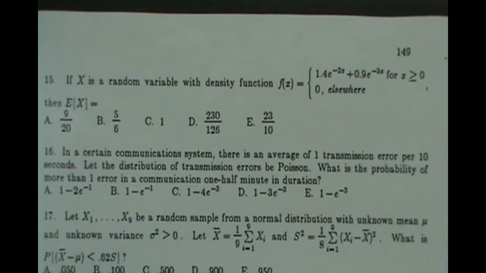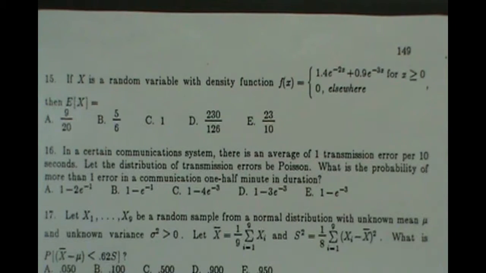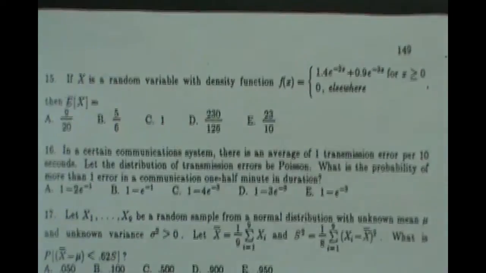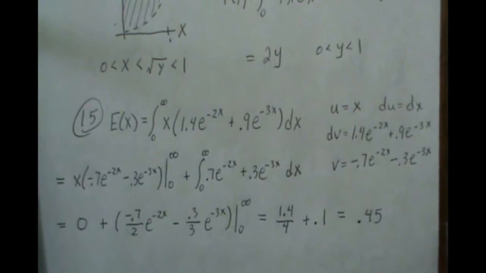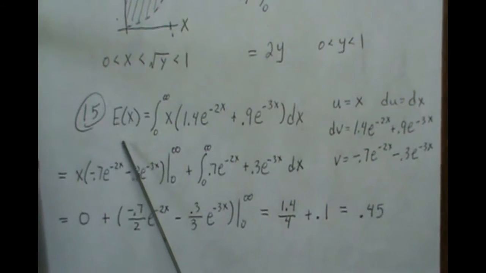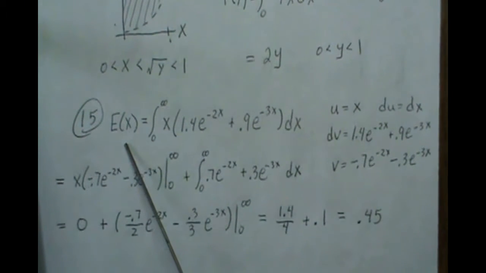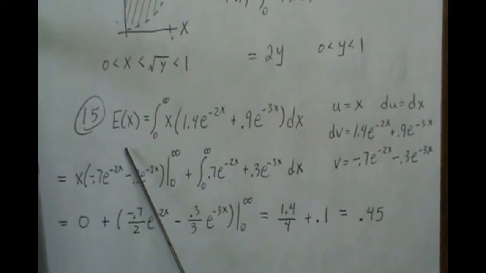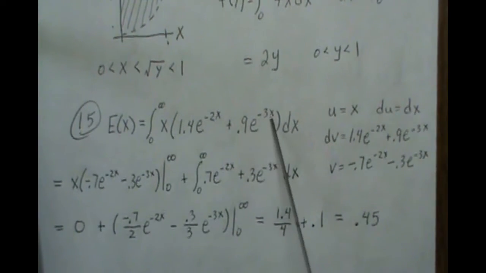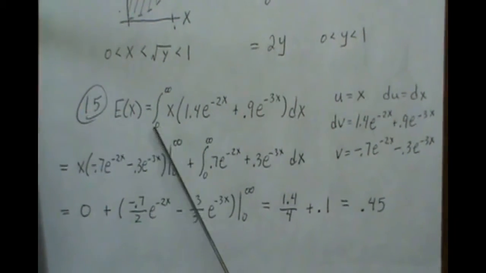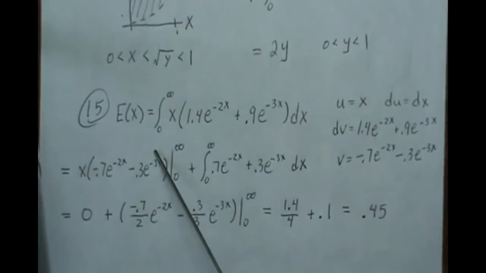Number 15, if x is a random variable with density function equal to 1.4 e to the minus 2x plus 0.9 e to the minus 3x, x greater than 0, then what is the expected value of y? Now number 15, it said we want to find the expected value of y. The expected value of x. And so we take x times its density, which is given, over the limits of the variable, which is this.